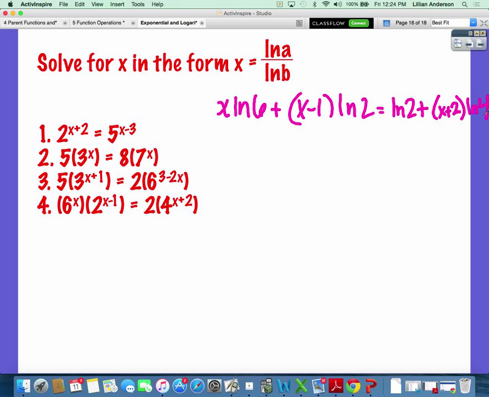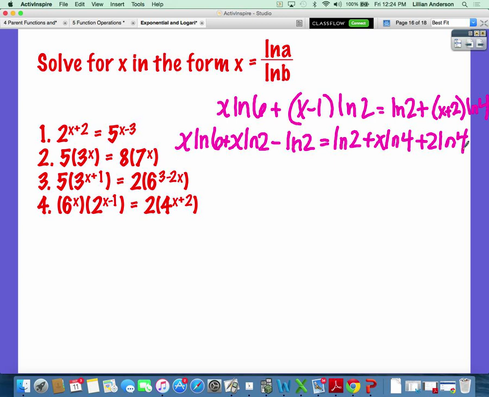Before I can factor, I gotta distribute. Because I have this, and I have this that needs to be distributed. And then over here, I have this. So I had to distribute first before I can get all my x's to the same side and before I factor out an x, okay?